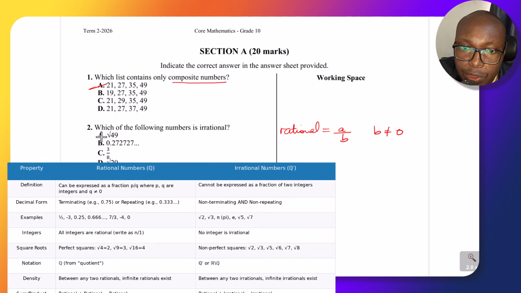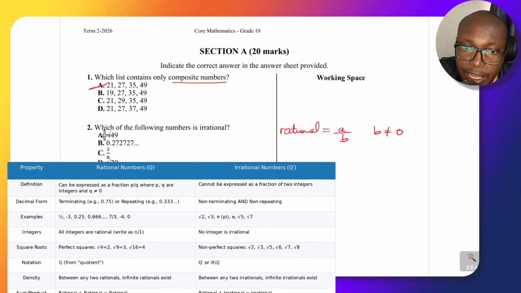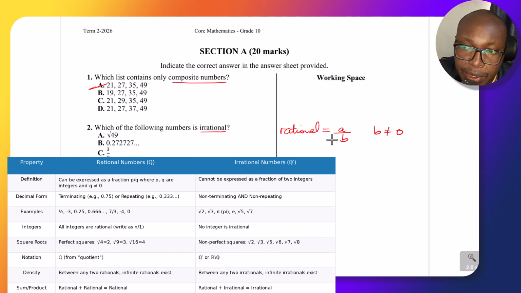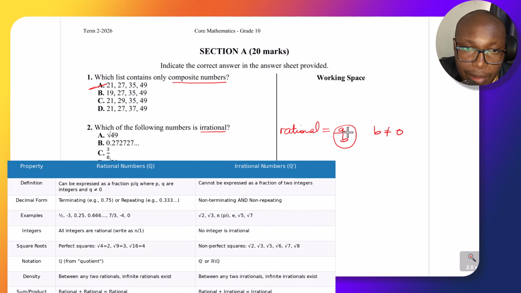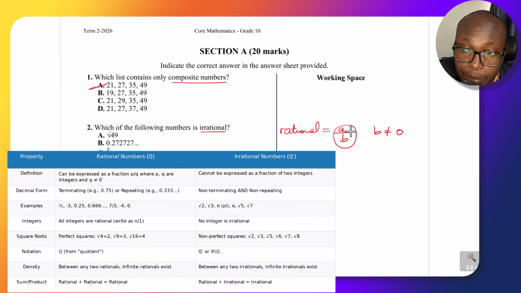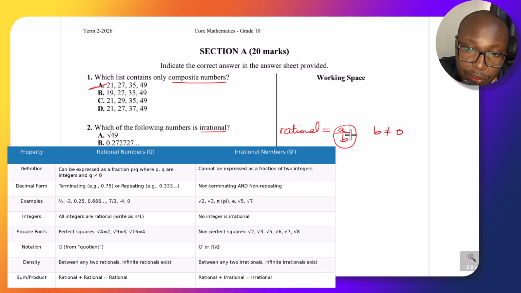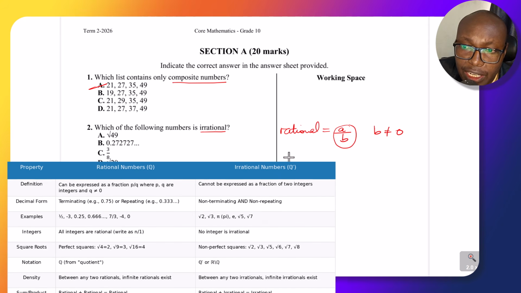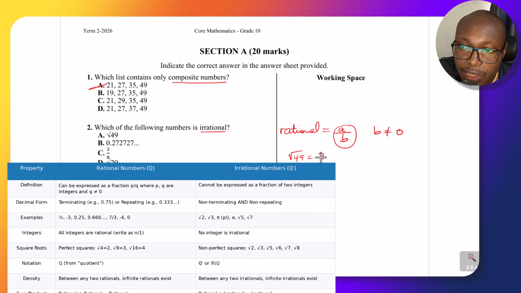So it is possible to express when you look at A. You know, you're looking for an irrational. An irrational number is that number that you cannot express in this form. A number that cannot be expressed in the form A over B, where B is not equal to 0. So when you look at 49, the square root of 49 is 7. And 7 can be written as 7 divided by 1. So you can see you are able to express that in the form A over B, and therefore that is a rational number.